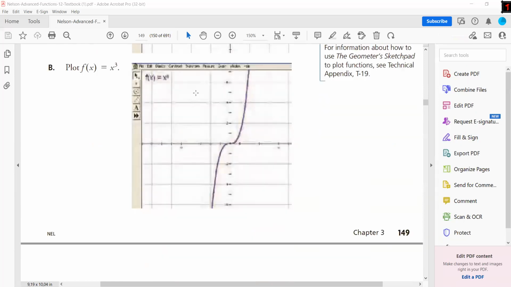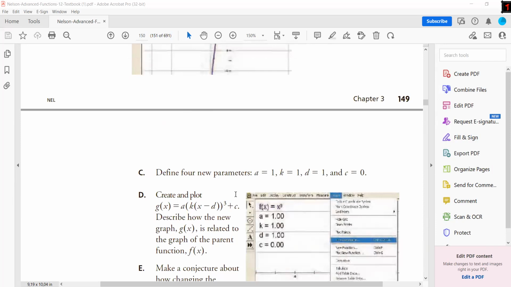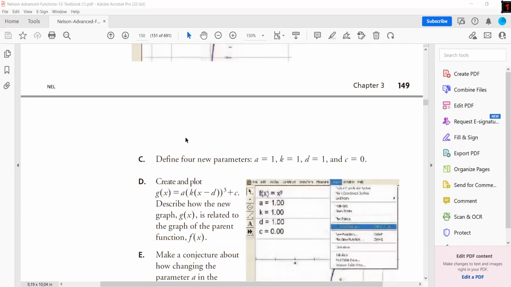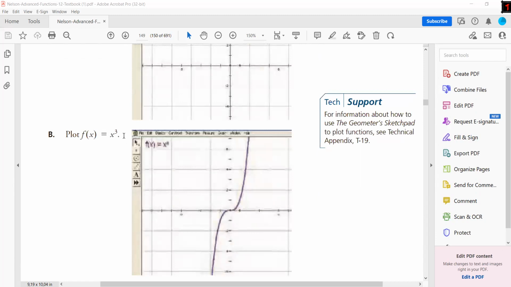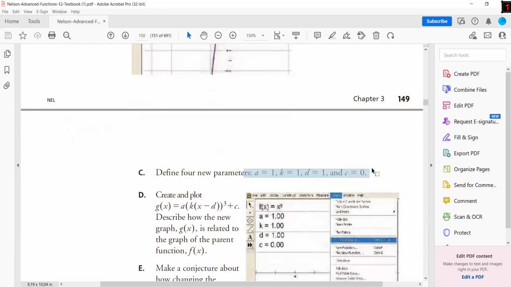So here we're suggested to plot x cubic function, and then define new parameters. Let's take a look at these parameters.